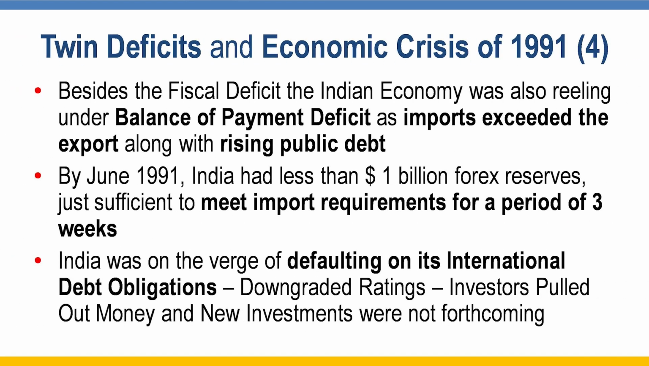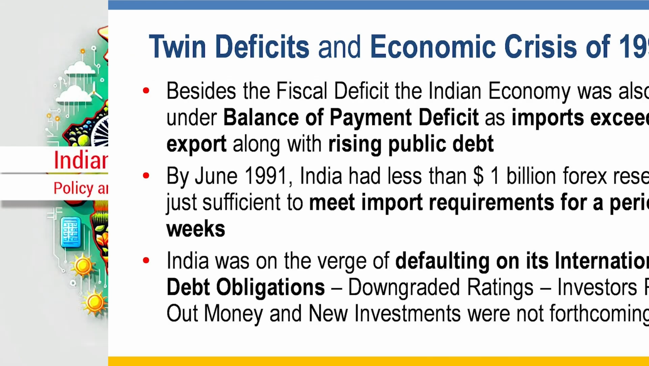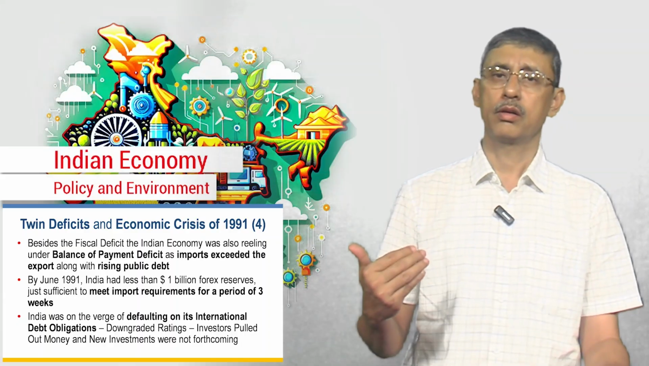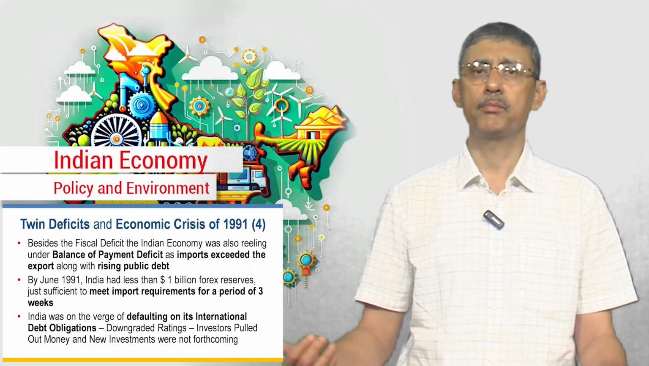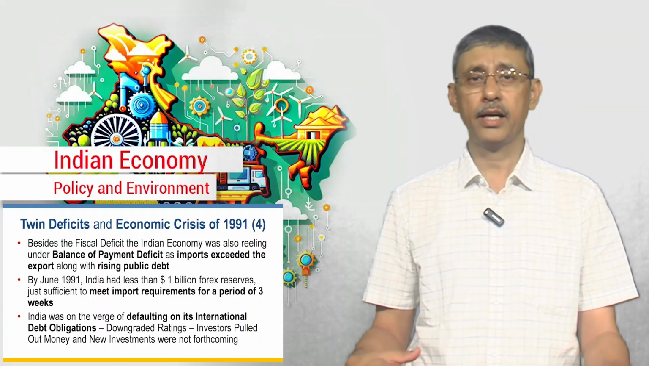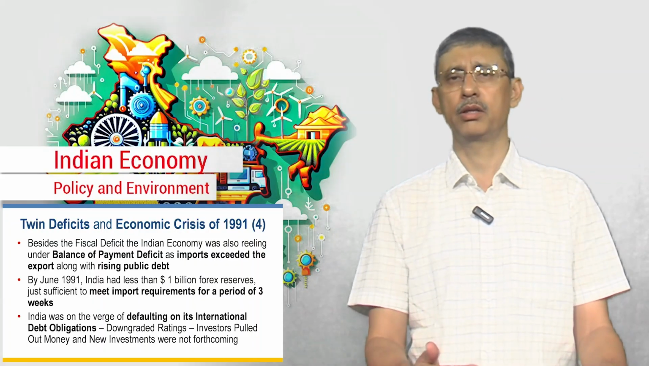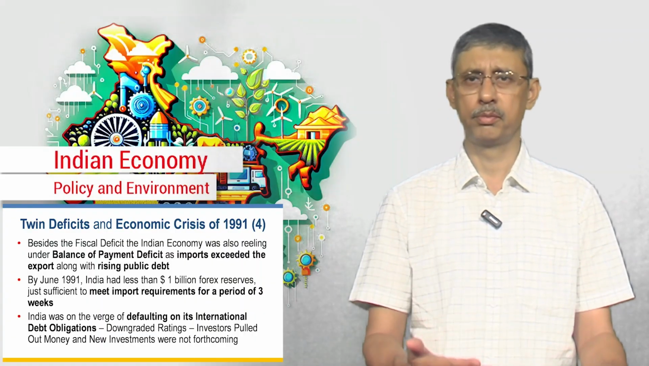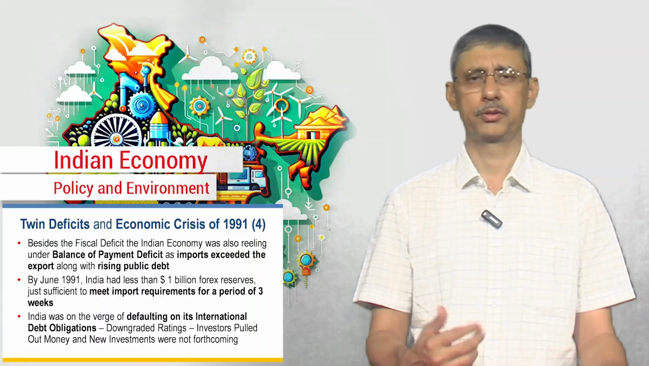Now, because it is a crisis of twin deficit, the second deficit is related to the external sector. Alongside the fiscal deficit, which is internal in some sense, the Indian economy was also reeling under a balance of payment deficit, as imports exceeded exports along with rising public debt. So on one front, you have an increase in the public debt. The debt burden is increasing. On the other hand, you have a deficit in the balance of payment because the value of your imports exceeded the value of your exports.